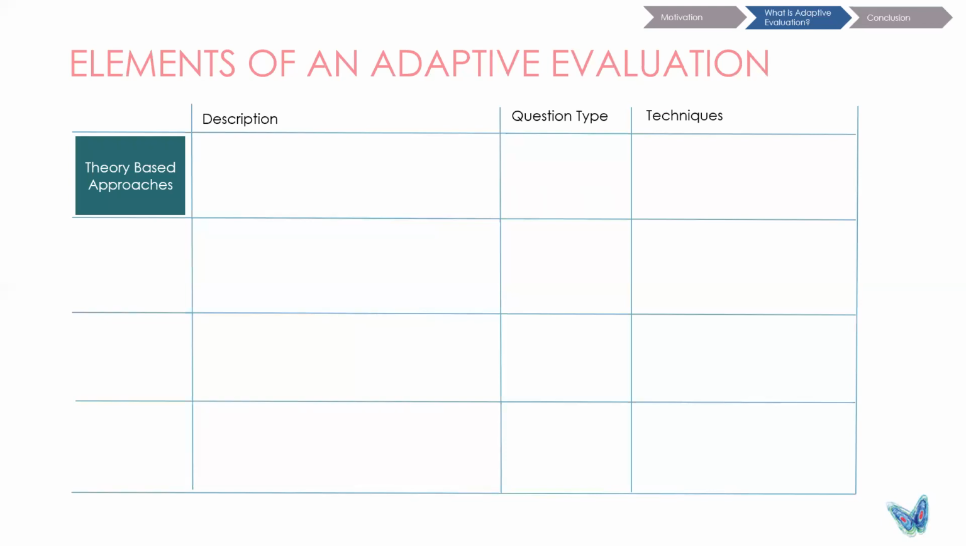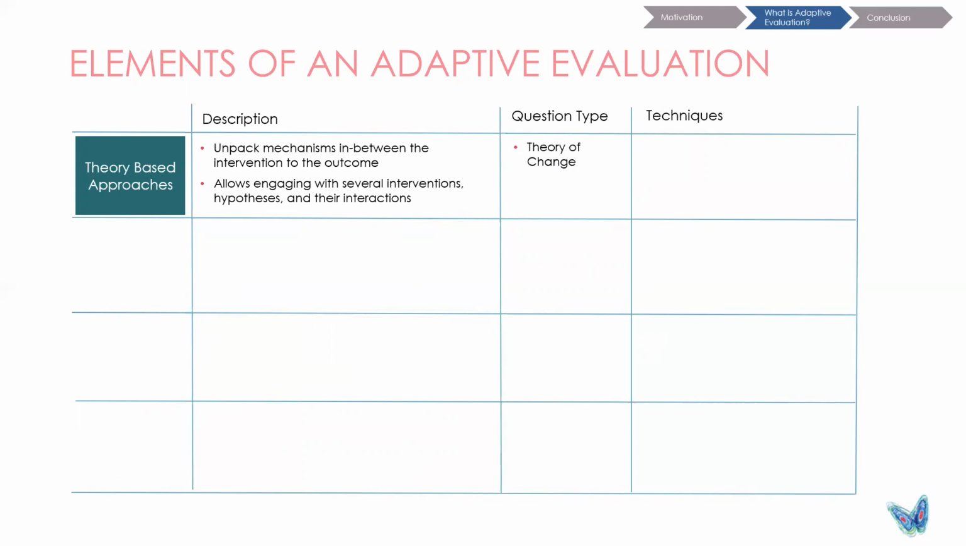The first type element is theory-based approaches. They try to unpack the black box between the intervention and the outcome. And typically you do many theories of change for different interventions that affect the outcome. It allows engaging with several interventions, hypotheses, and their interactions. And so the question this addresses, of course, is the theory of change question. And techniques involve building a theory of change. And by that, we mean a log frame that has several steps between the intervention and the outcome. And this is done usually using Ishikawa or fishbone diagrams. And the steps are informed by literature, by theories on how change happens.